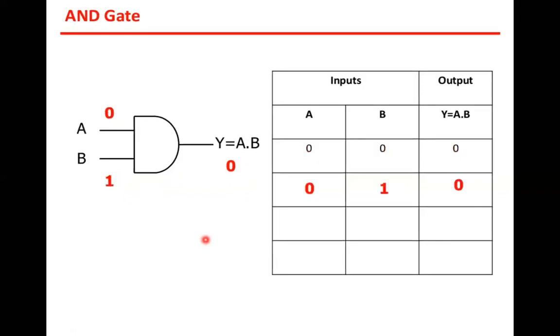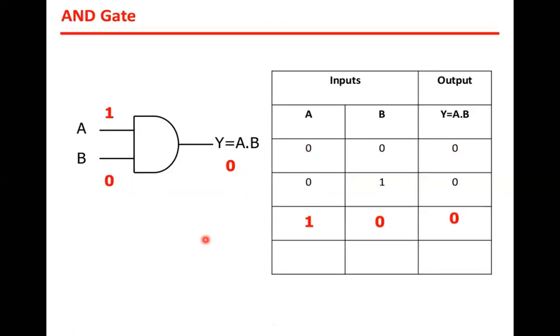What's happening now? 0 and 1. A is 0, B is 1. So y is equal to 0 dot 1, which is nothing but again 0. Now let's reverse it. I'll give A as 1 and B as 0. So 1 dot 0 is nothing but output is 0.